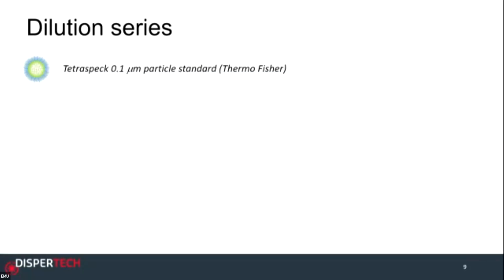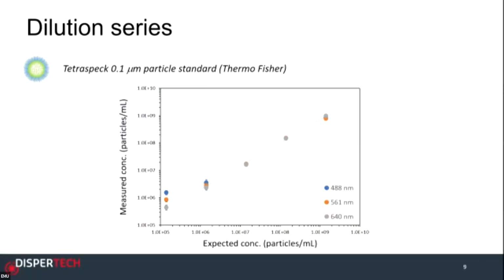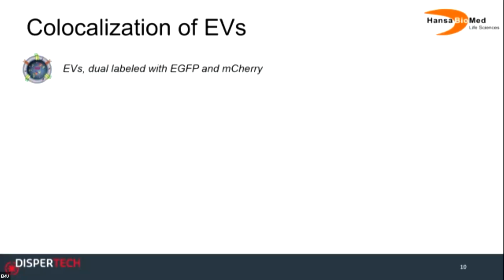We looked at Tetraspec, which is a particle standard from Thermo Fisher. And you can see a very nice linear line between 1 × 10⁶ to 1 × 10⁹ particles per milliliter. For 640 nanometers, we are already there. For the other laser lights, we still need to work on making this linear line possible. We of course want to also move to the lower end of the range, and of course to the higher end as well.